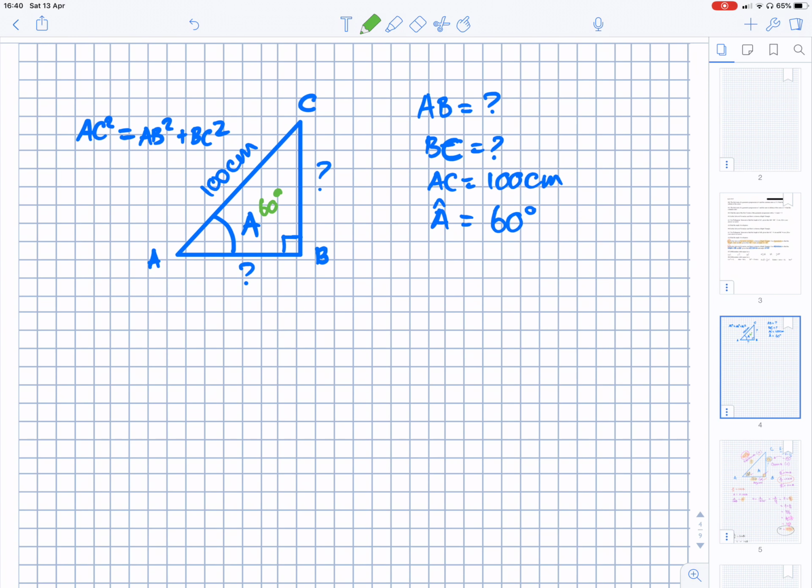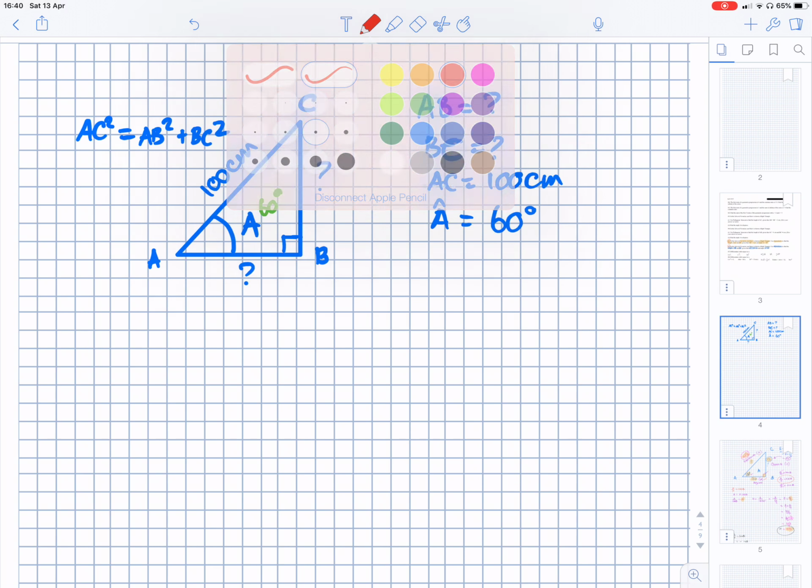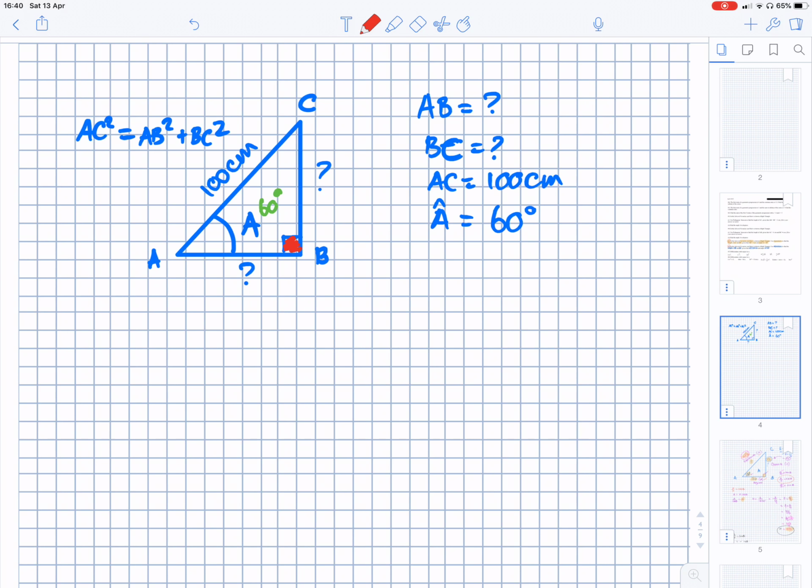Okay. So how do we find AB and BC? How do we do that? The first thing we can do is work with what we have. So let's put this into perspective. If this is 90 degrees and this is 60 degrees, it means that this side AB is the adjacent side, and the side BC is the opposite side. And this side here is the hypotenuse.